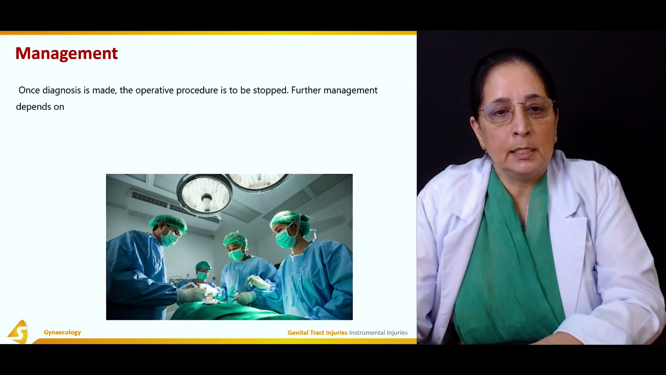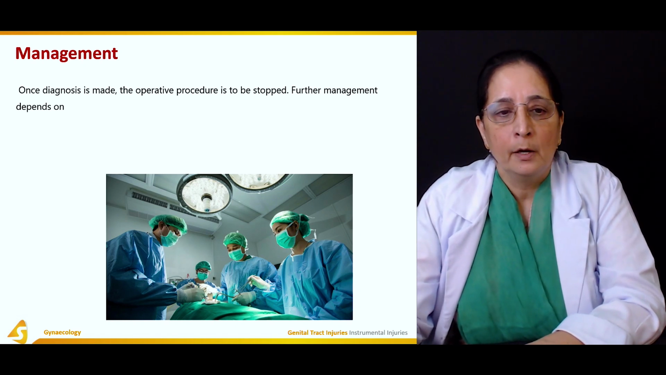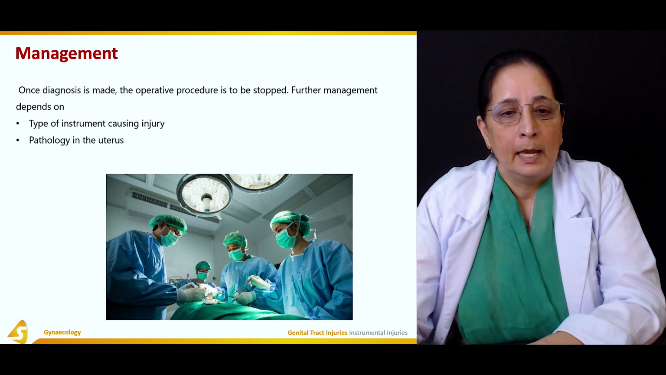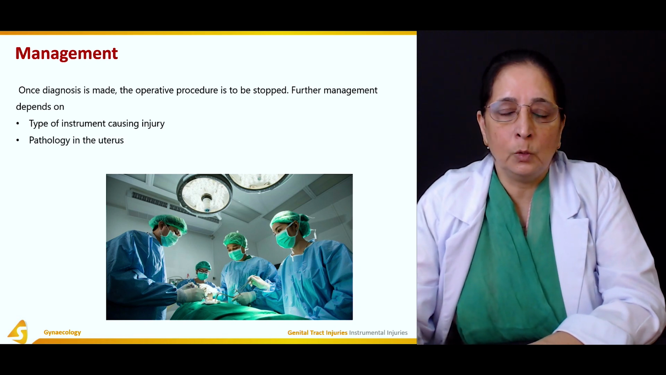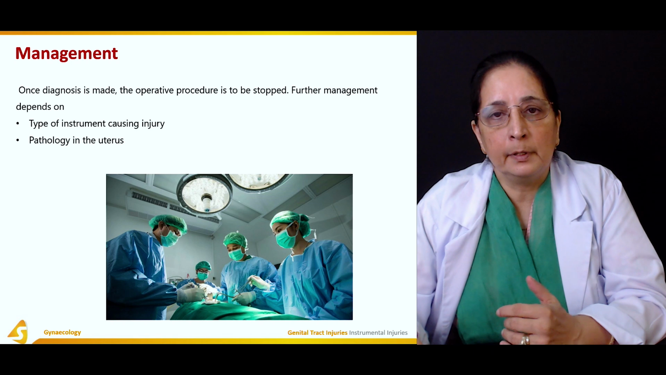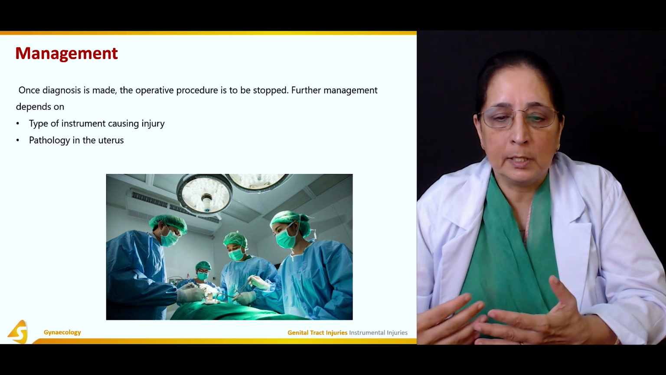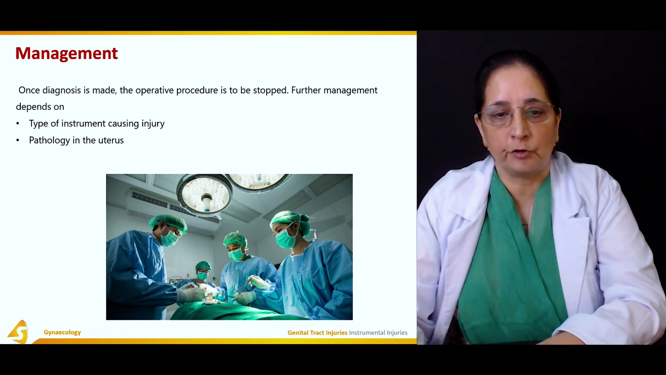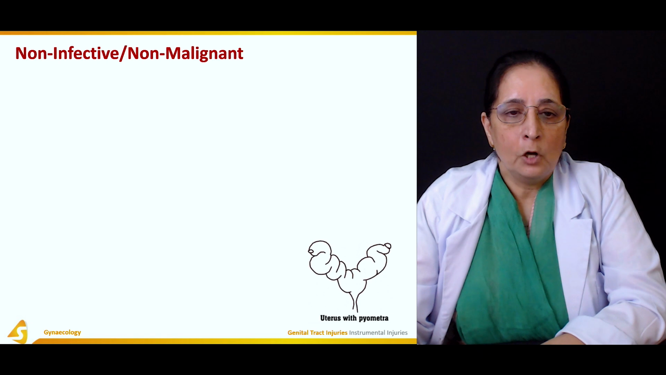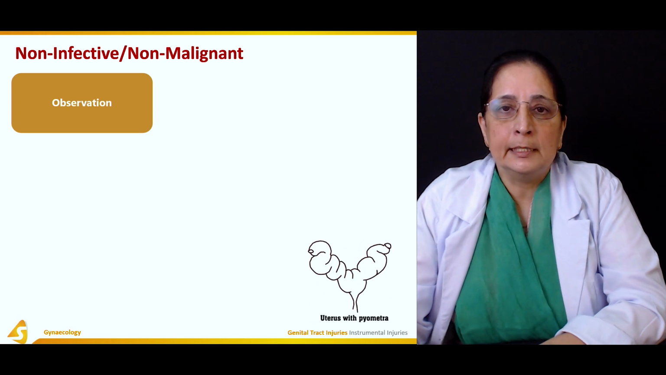Next, the management: once the diagnosis is made, the operative procedure is to be stopped. Further management depends on the type of instrument causing injury and the pathology in the uterus. So if it is noticed that there is instrumental injury, the further management depends on the type of instrument that caused the injury, what pathology is present in the uterus, and the effect of the injury on the patient. Non-infective, non-malignant causes of genital tract injury.